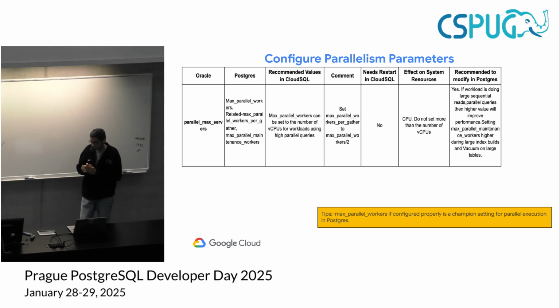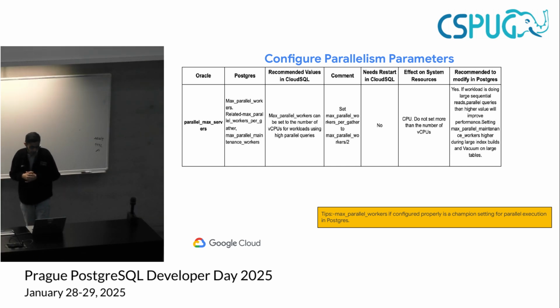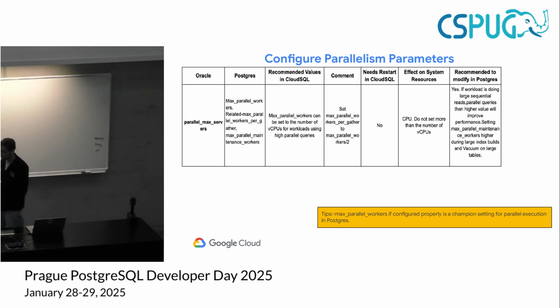Another reason why this is important is parallelism, because I do not see any production workloads where there is no parallelism. These parameters, max parallel workers and max parallel workers per gather, are very important for how many parallel server processes are being spawned by Postgres to do your parallel operations, parallel selects actually.